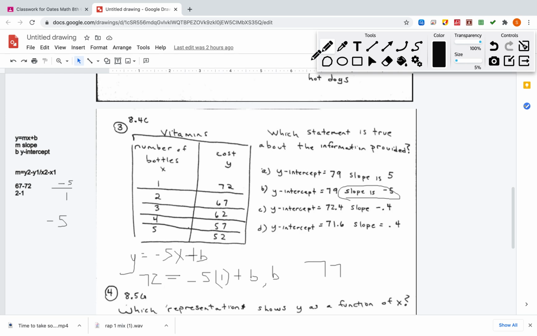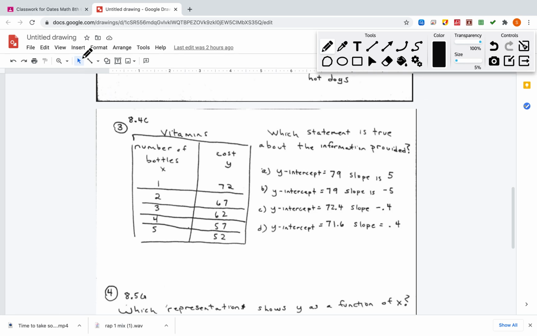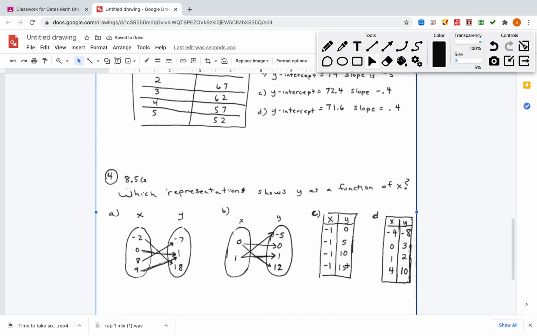So I'm going to go ahead and fix this. That's a mistake on here. All right, and then we're going to go down to number 4, right after we make this correction.